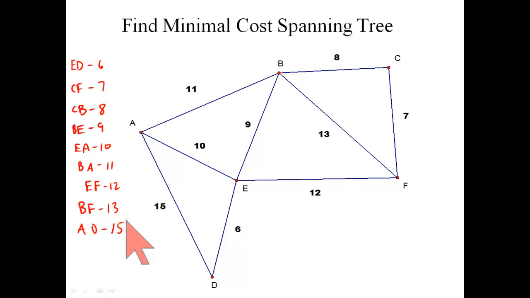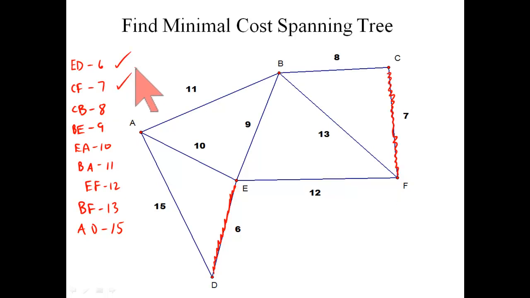Okay, and applying Kruskal, ED of length 6. Does it complete a circuit? No. In fact, you can always use the first edge. You can't complete a circuit with just one edge, so that's an automatic. CF, length 7. That would not complete a circuit, so I'll put that into the spanning tree.